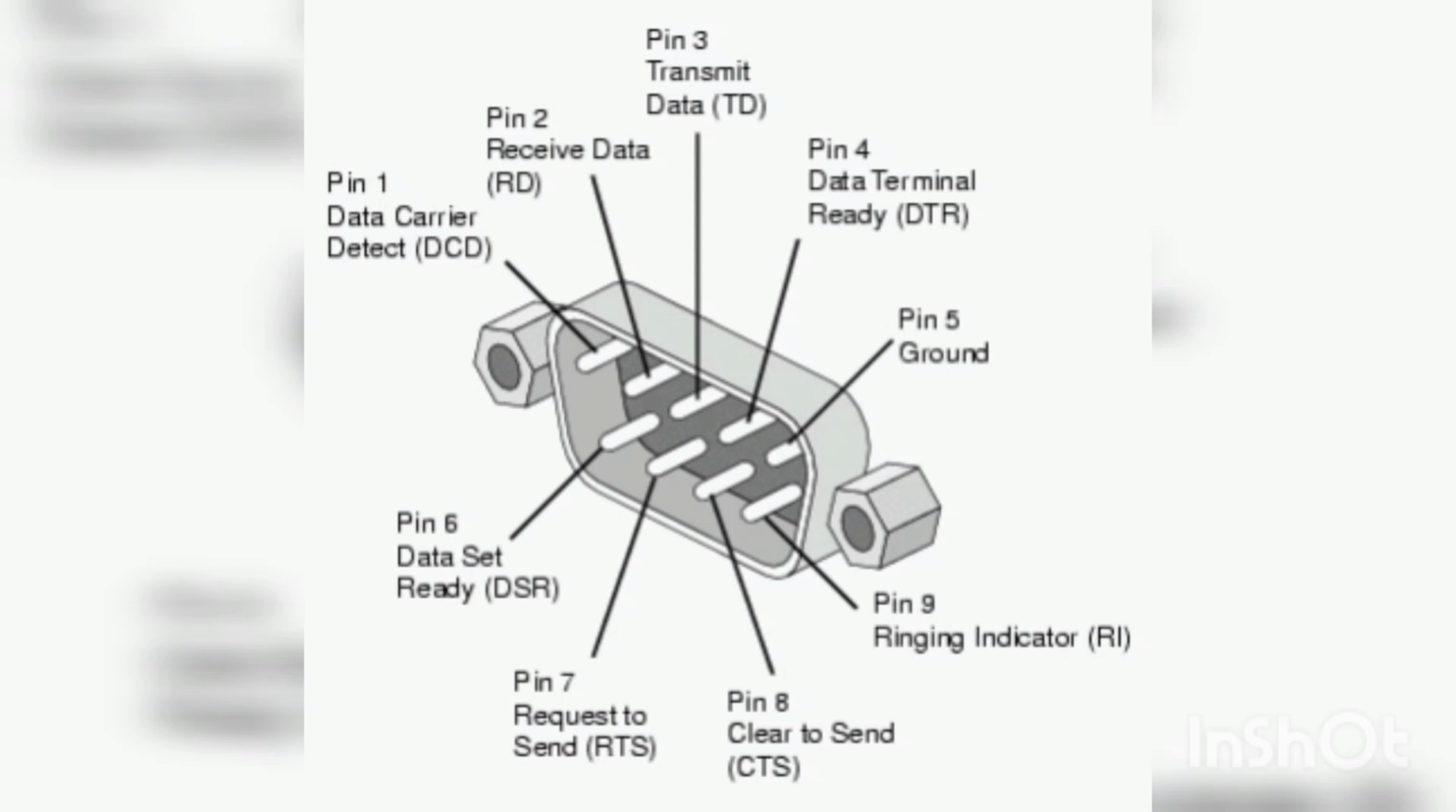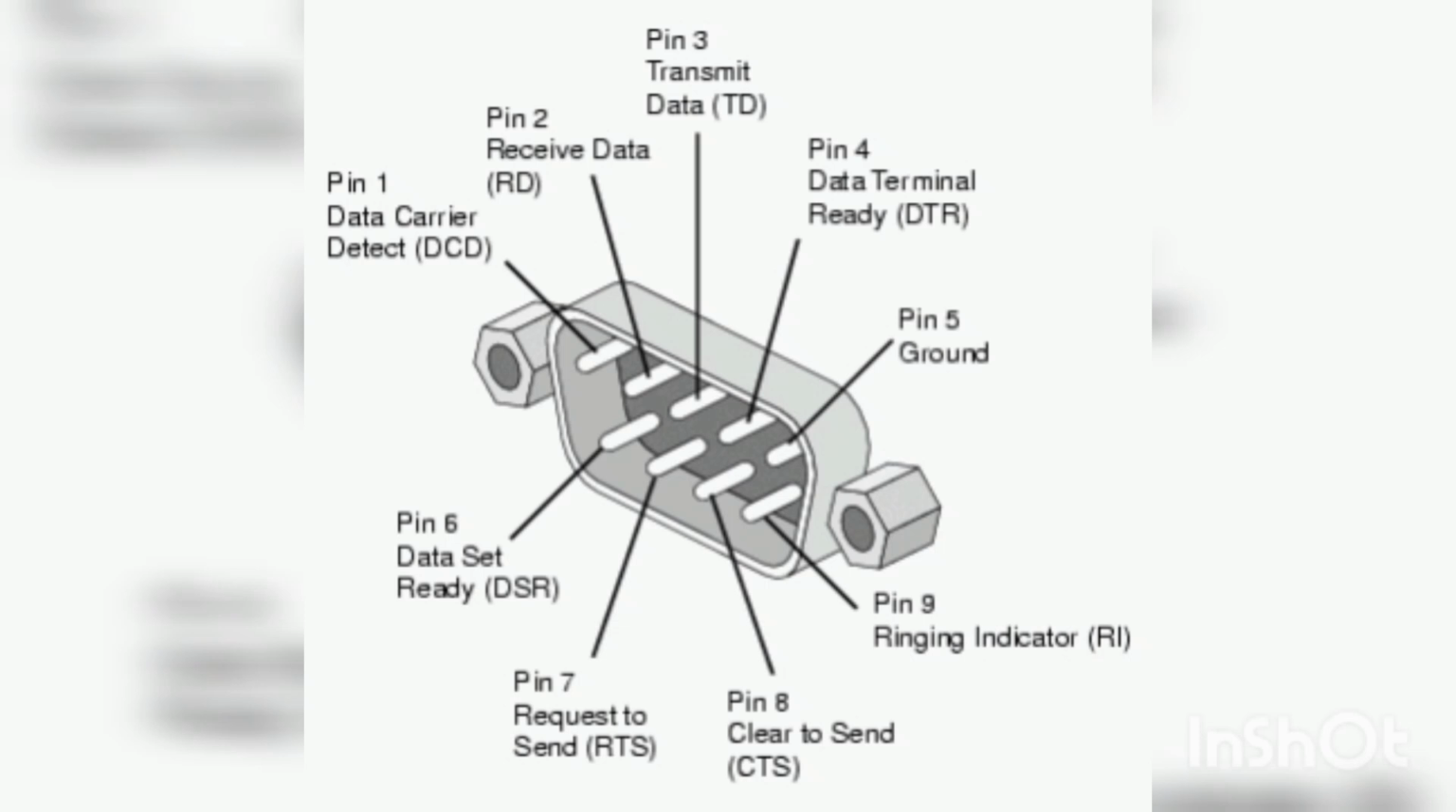4. DTR, data terminal ready. This pin is used to signal that the device is ready to receive and transmit data. 5. GND, ground. This pin is used as the electrical ground reference for the other pins. 6. DSR, data set ready. This pin is used to signal that the device is ready to communicate. 7. RTS, request to send. This pin is used to request permission to transmit data.